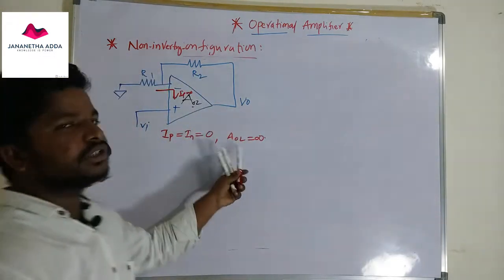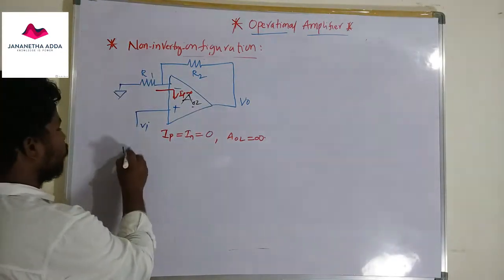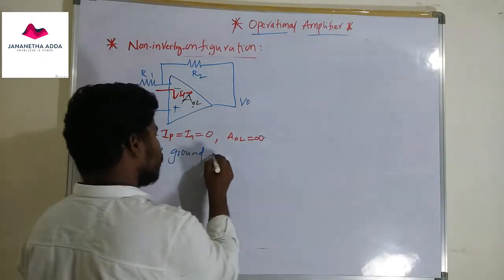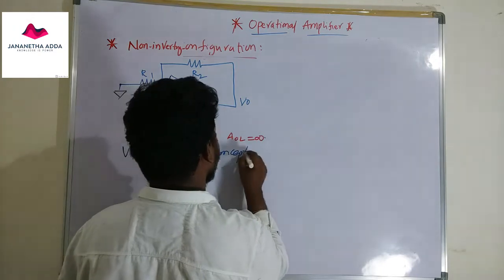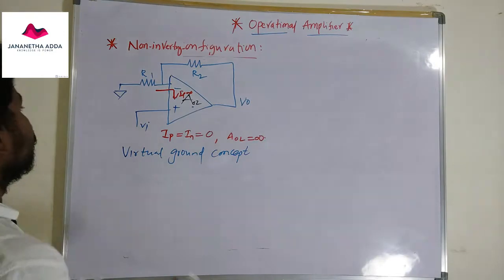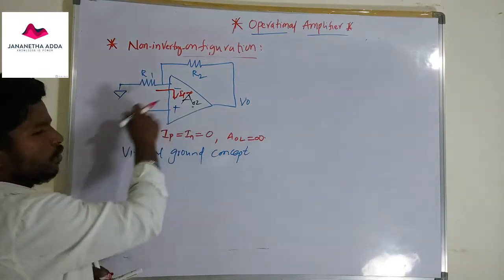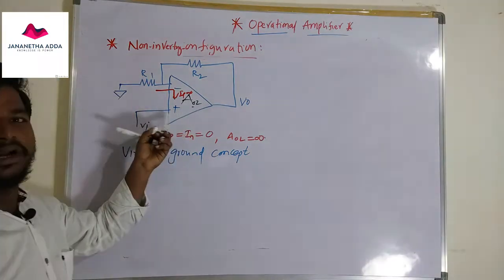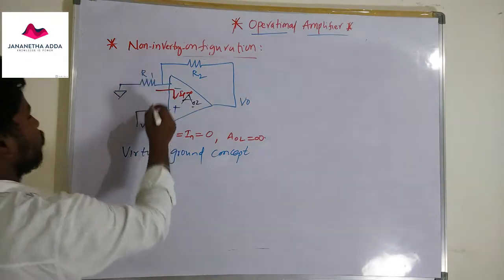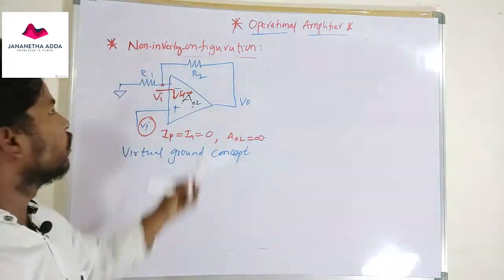Also, because of having infinite open loop gain, we can apply the virtual ground concept. This concept will make our job easy to solve any complex circuit. So whatever potential is present at the positive terminal of the operational amplifier will be reflected to the negative terminal, so because of V input at the positive terminal, the same voltage will be applicable to the negative terminal.